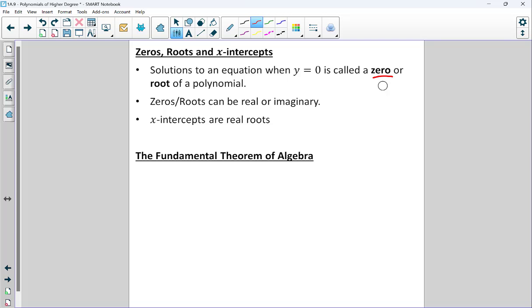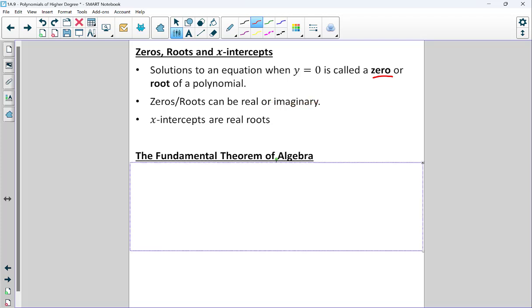If I ask you to find the zeros of a polynomial, that's any value that makes the function equal to 0. Those values could either be real or imaginary. If I ask you to find the roots of a polynomial, same thing. Set the function equal to 0. The answers could either be real or imaginary. If I ask you to find the x-intercepts of a polynomial, keep in mind an x-intercept is on a graph. A graph is real. If I'm asking you for x-intercepts, that means we don't have to worry about imaginary solutions. We only have to worry about real solutions.